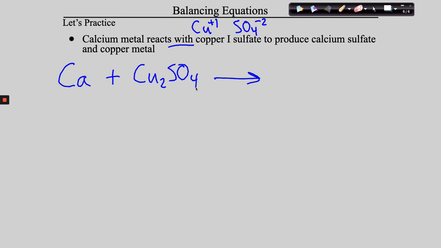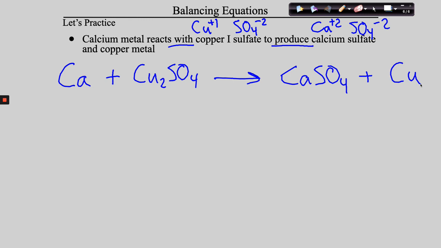Then guys, it says this, reacts with copper 1 sulfate to produce. Guys, the word produce is our yield arrow. So everything that comes after this will be a product. So what are our products? Well, they are calcium sulfate, Ca is +2, sulfate is -2. That means we need one of each. So that would be CaSO4. And then it says calcium sulfate and, the word and is our plus sign. And then the last one is copper metal. No duh, copper's a metal.